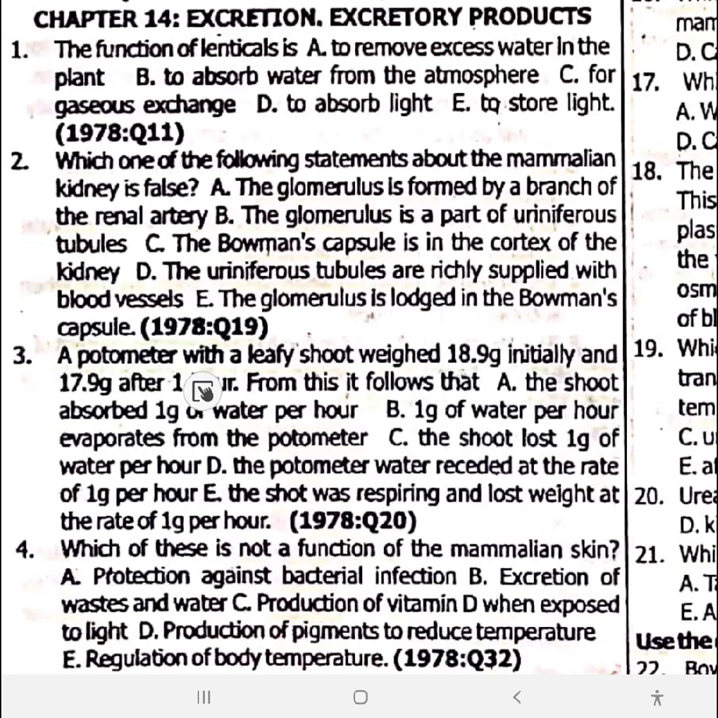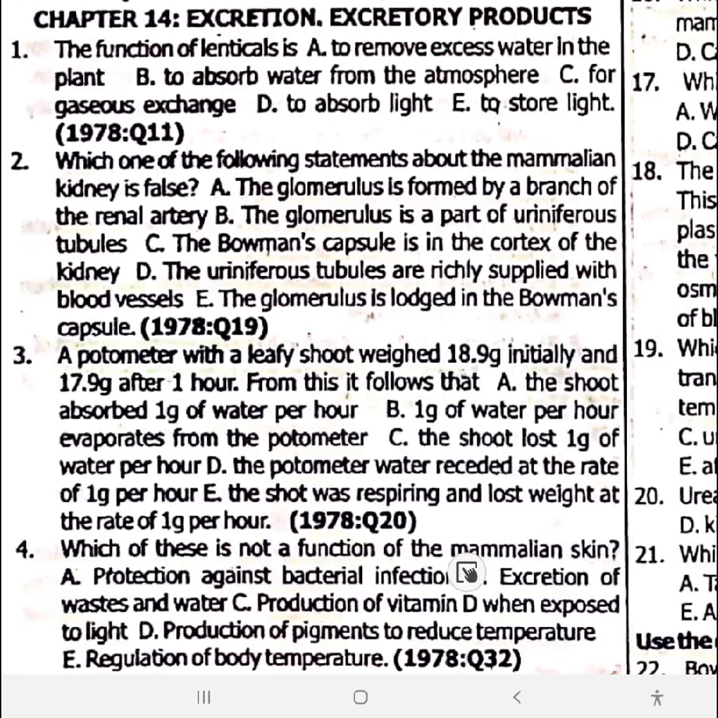Number three, a potometer with a leafy shoot weighs 18.9 grams initially and 17.9 grams after 1 hour. From this, it follows that the shoot lost 1 gram of water per hour. Number three is option C.